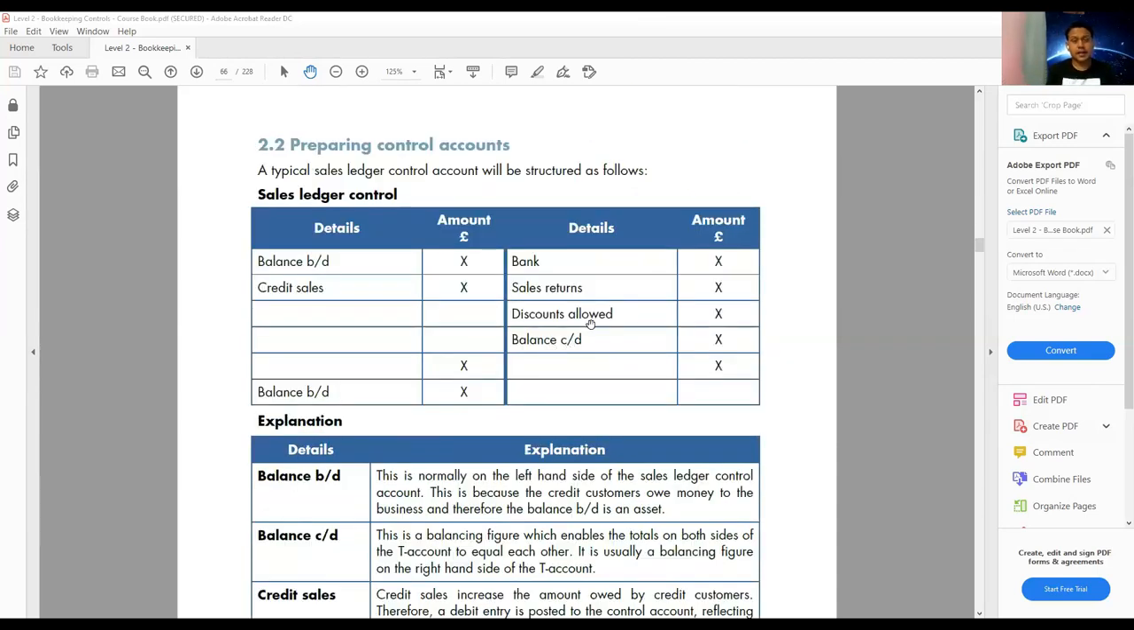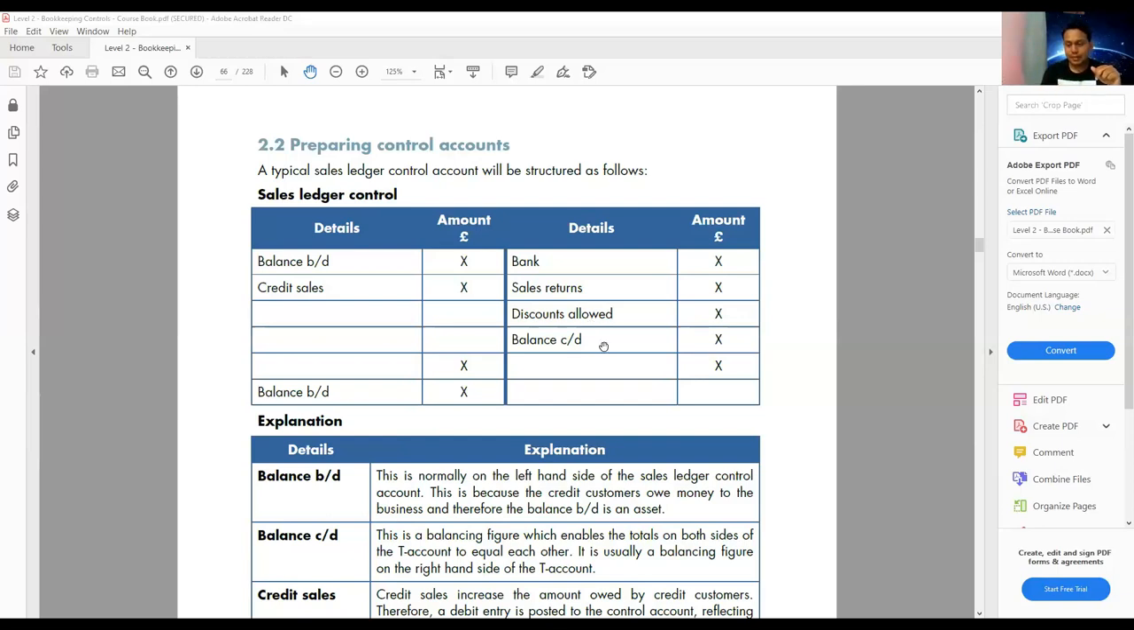All right, the next thing we have to remember is this template, sales ledger control. Sales ledger control, are we talking about individual or total? When we see the sales ledger control, are you going to talk about one customer or the total balance? Please be very, very careful. We talk about total balance. In sales ledger control, we do not talk about one customer. We talk about all the customers.